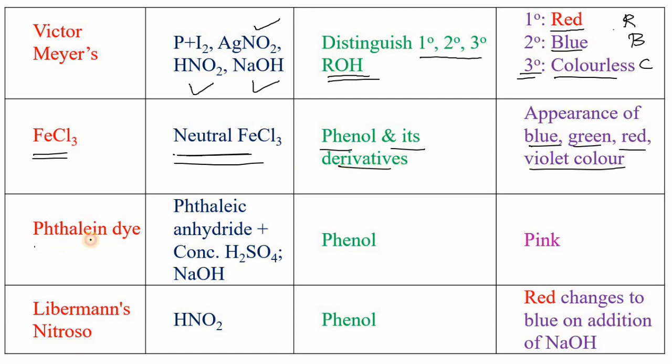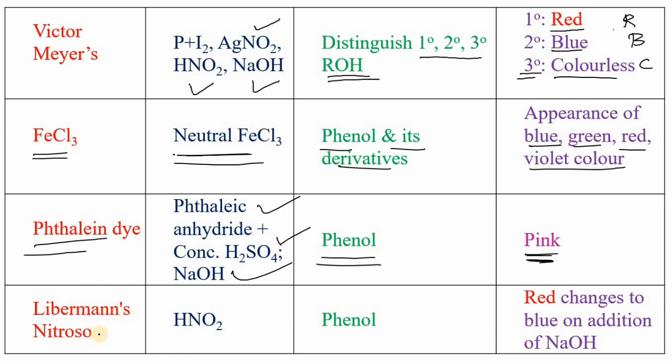Phthalein dye test. This is also used for identification of phenols. The reagent is phthalic anhydride. After that, it is treated with concentrated H2SO4 and sodium hydroxide. Here there is a formation of a pink dye, that is phenolphthalein.